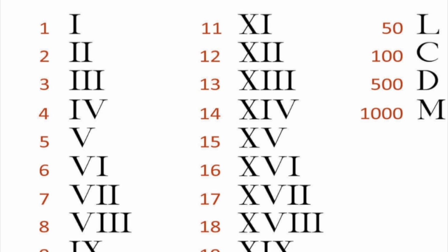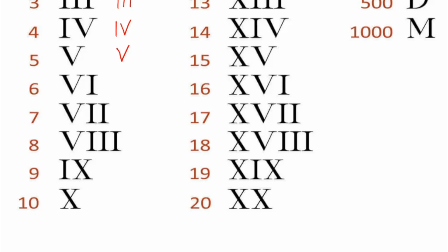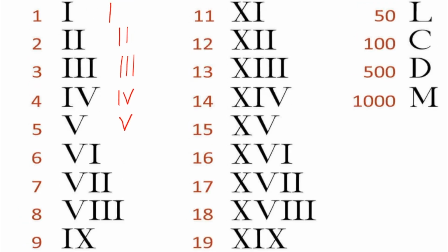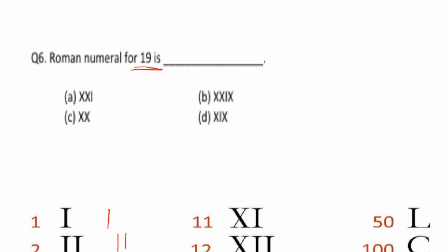1, 2, 3, 4, 5. Similarly, as we go all the way, 19 is XIX. So the Roman numeral for 19 is XIX, as we can see from the chart.